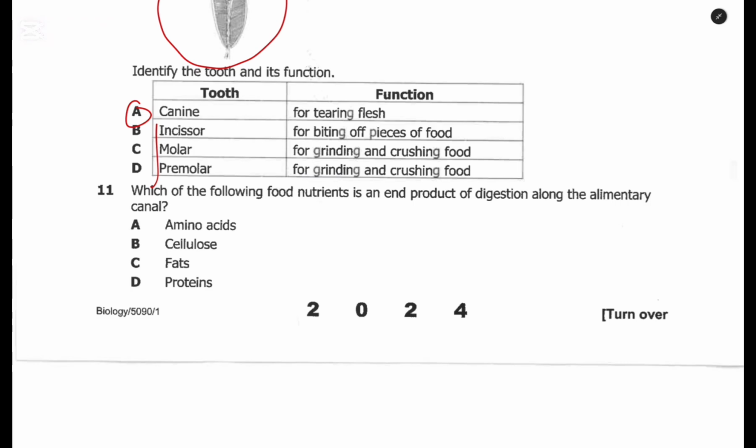Question 11. Which of the following food nutrients is an end product of digestion along the alimentary canal? For the end product of digestion, we are looking at the basic unit of the nutrient when it's completely digested, or what it is made up of. For example, proteins: the end products are amino acids. Starch, we talk of glucose. Fats, or lipids, we talk of fatty acids and glycerol. Therefore here, cellulose, starch, fats, proteins, all these are not end products, and therefore A is the answer.